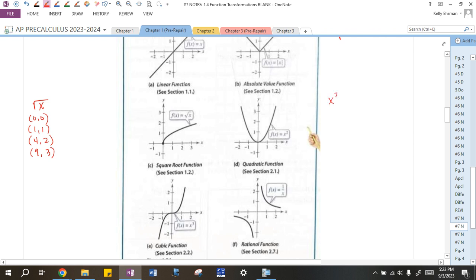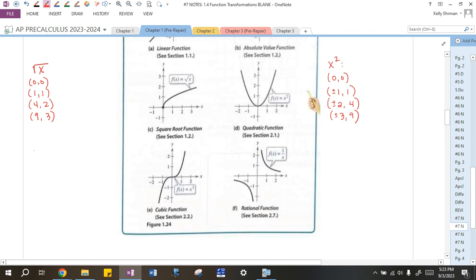Parabolas. For an x squared graph, the original point is (0, 0), that's the vertex. Both plus and minus 1 will square to give you 1. Plus and minus 2 will square to give you 4. Plus or minus 3 will square to give you 9. So I've got that series of points that I would expect to have on a graph as long as it fits.